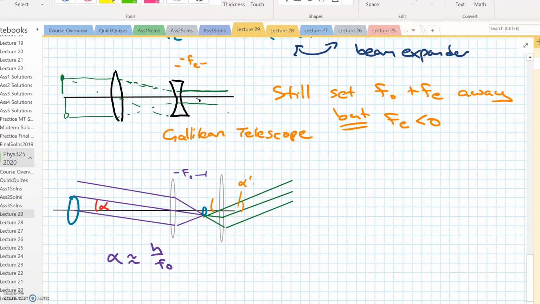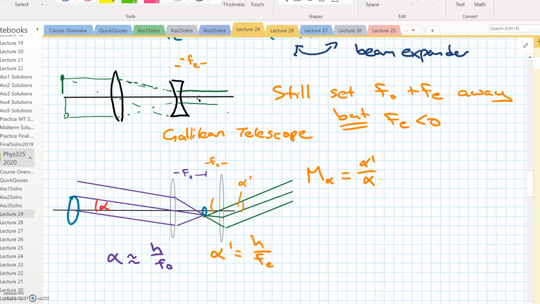Now, what are these two angles? Alpha is equal to h over f naught. Alpha prime is that same height now. We don't even care what the height is. It's the same one over the focal length of now the eyepiece. All right, so this gives us an angular magnification. Means it makes something look bigger.